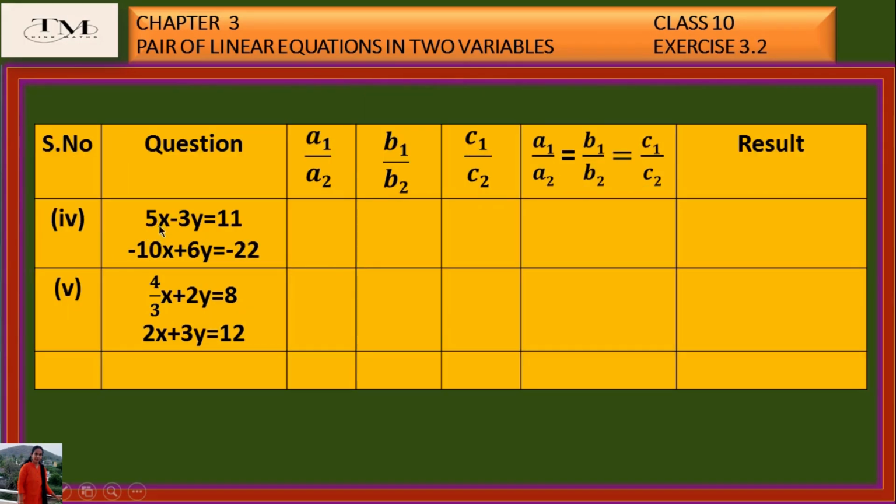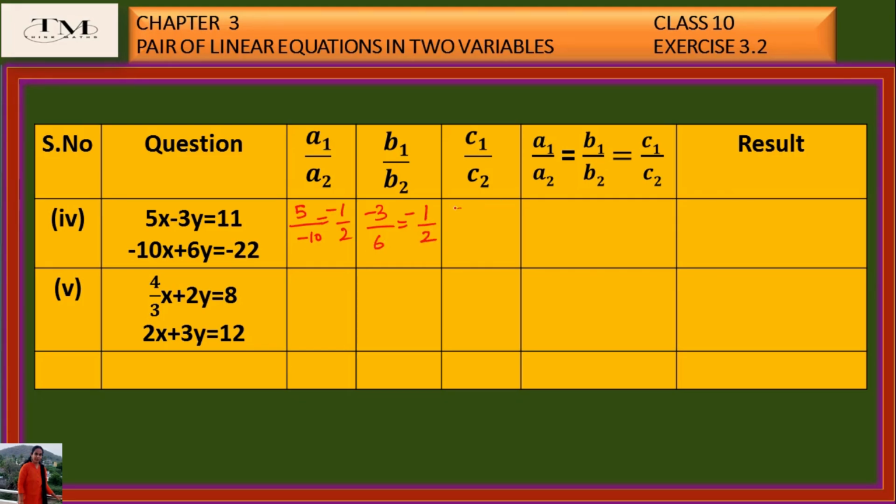Fourth one, 5x minus 3y equal to 11, minus 10x plus 6y equal to minus 22. So here A1 by A2, A1 is 5, A2 is minus 10. So both are multiples of 5. So 1 5s are 5, 2 5s are 10 and a negative sign. Next B1 by B2 is minus 3 and 6. So minus 3 divided by 6. So equal to minus 1 3s are 3, 2 3s are 6. So minus 1 by 2.